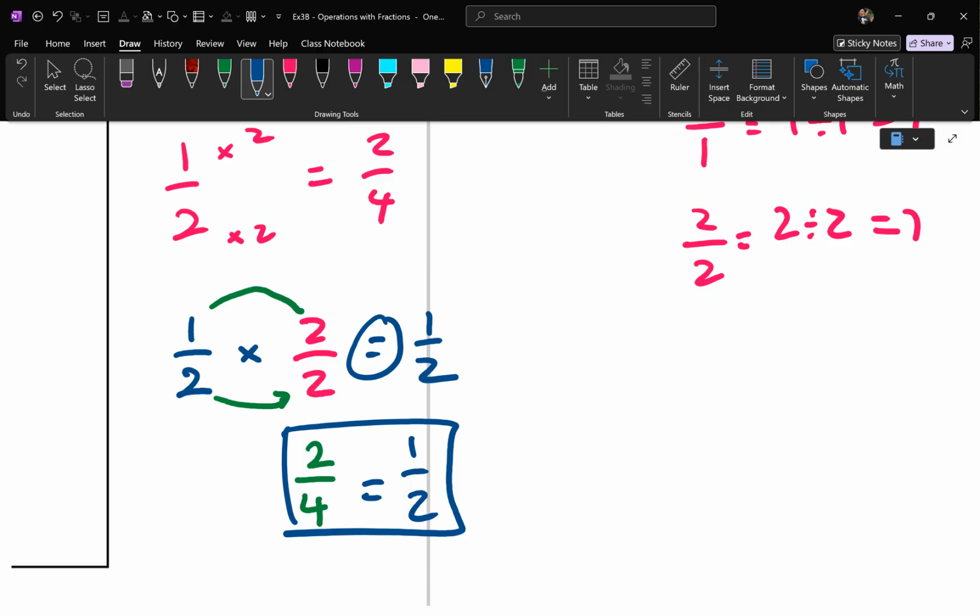It looks different, but it is still the same value. Why can't you add? Because if you added 1, it changes the value. Yeah, half plus 1 is not half.